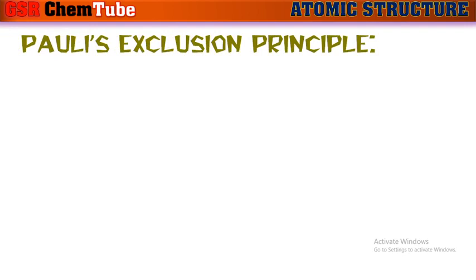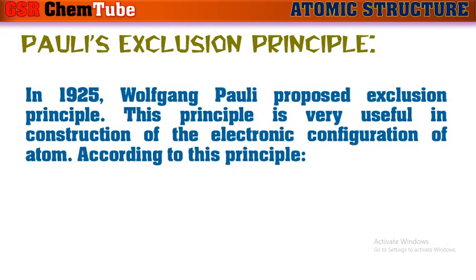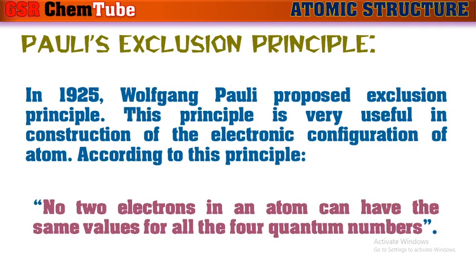Pauli's exclusion principle. In 1925, Wolfgang Pauli proposed this exclusion principle. This principle is very useful in construction of electron configuration of atoms. According to Pauli's principle, no two electrons in an atom can have the same values for all the four quantum numbers.